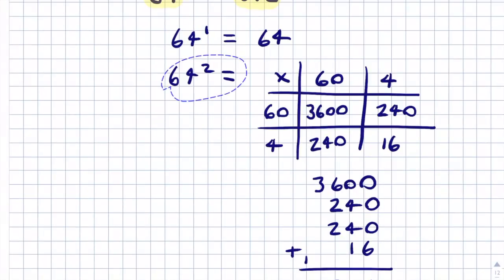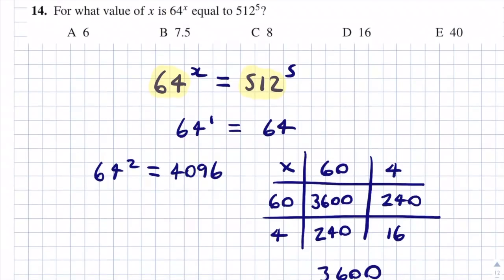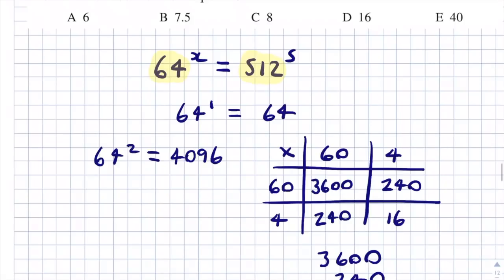So if I just move this over here, 64 squared is equal to 4,096. Now, 4,096 is obviously greater than 512. So that means x has to be less than 2. So I can write my values of x, saying that it's between 1 and 2, like this. So what I'm going to do is I'm going to test for different values between 1 and 2 until I get an answer of 512.